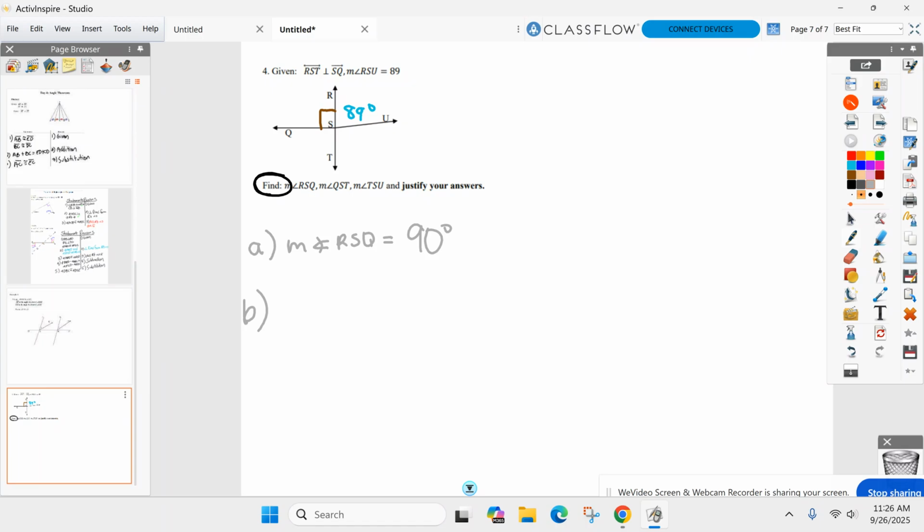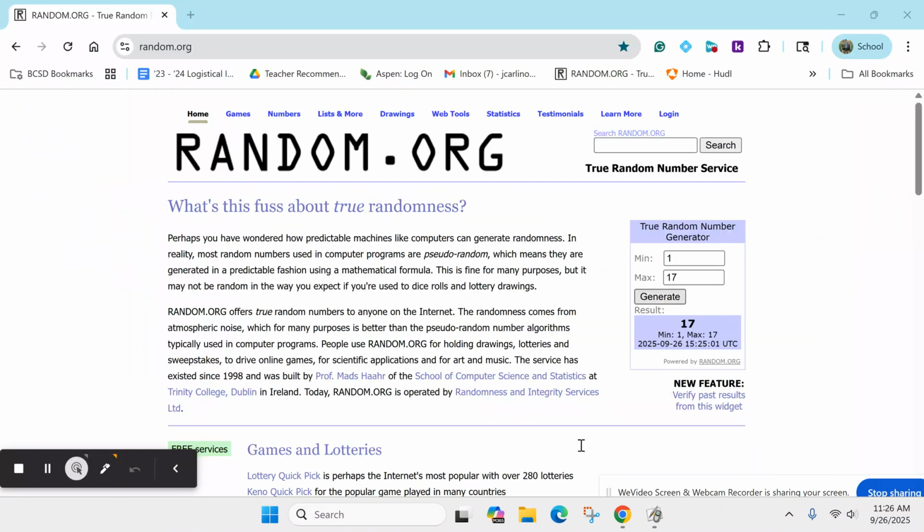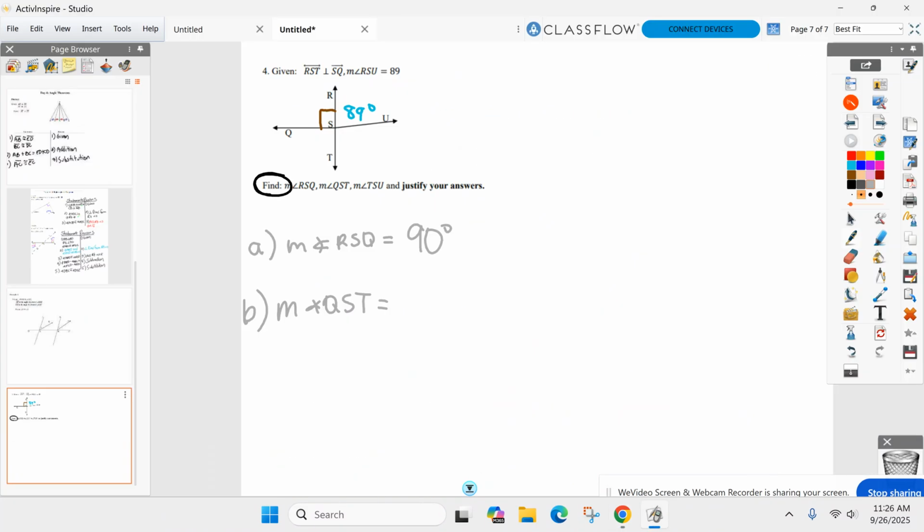All right, next up, I got the measure of angle QST. How many degrees are in QST? Riley. 90. Also 90, and I'm not going to ask anybody here, but you could pretty much use whatever justification you use for part A. Perpendicular lines form right angles. Those two lines are perpendicular. Right angles equal 90.